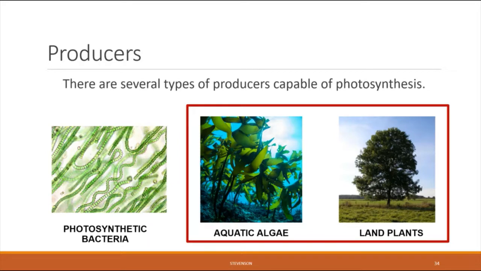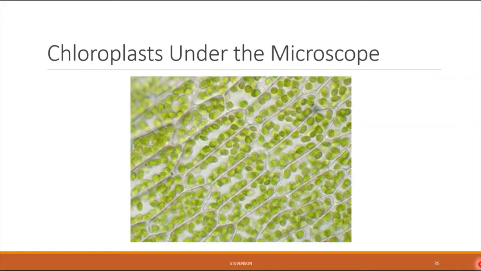And the reason why we're leaving photosynthetic bacteria out is because photosynthesis looks a little bit different in photosynthetic bacteria. Because, as you know, bacteria are prokaryotic cells, which are much smaller and more simple, and they don't have internal membrane-bound organelles. Aquatic algae and land plants do have a specialized organelle in which photosynthesis takes place, and that organelle is called the chloroplast. Chloroplasts we learned about previously when we were talking about cell structures.